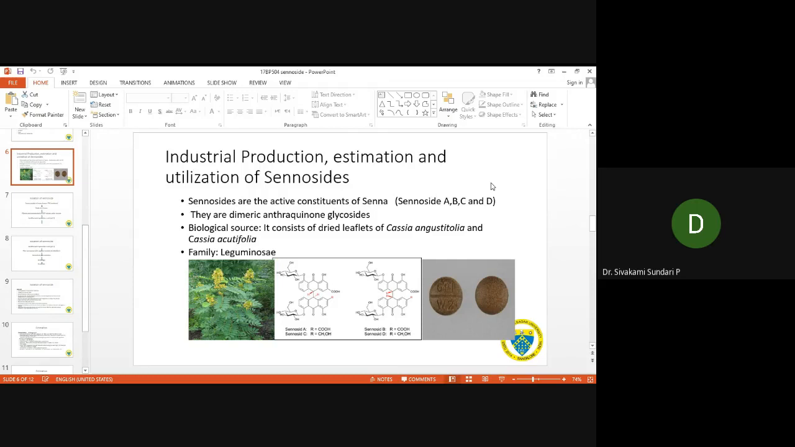The biological source of sennosides is the dried leaflets of Cassia angustifolia and Cassia acutifolia, belonging to the family Leguminosae. Among these sennosides, sennoside A and B are the trans isomers and C and D are the meso isomers. This is the senna plant from which we are getting the senna tablets.